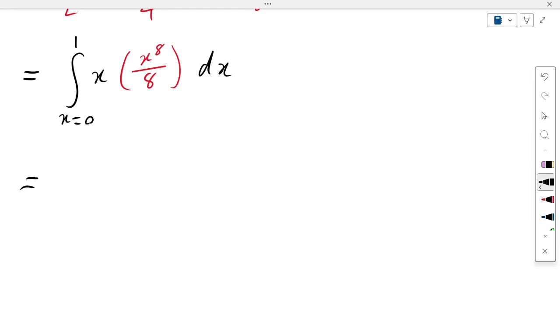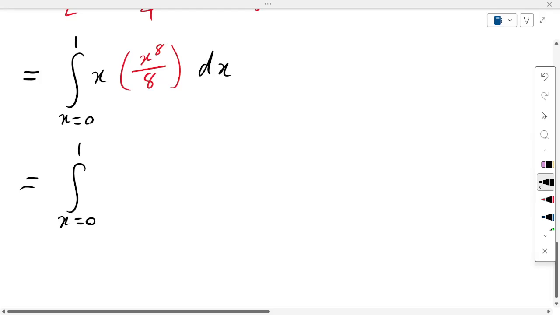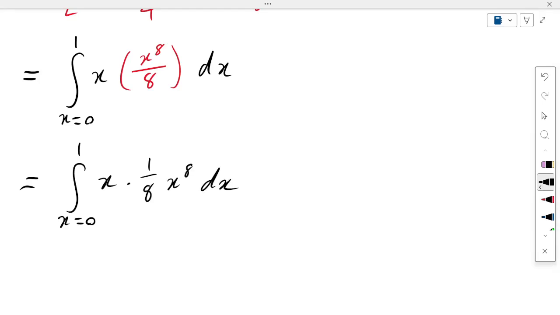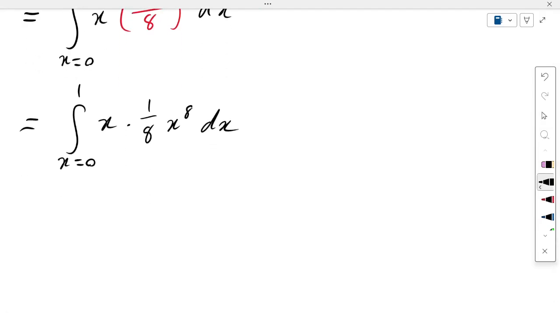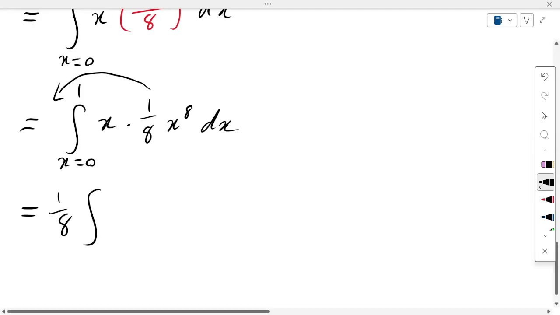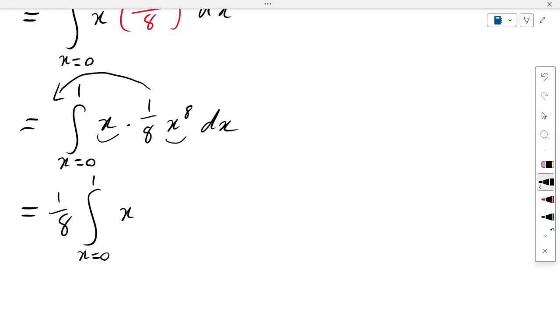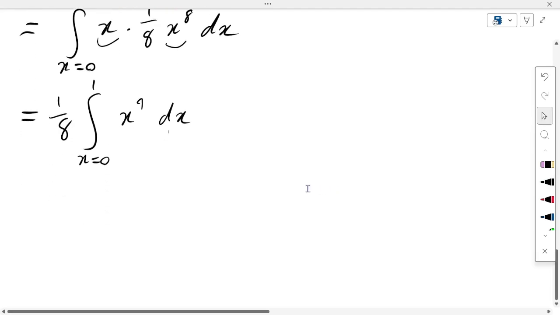Now, we only have one integral, so we don't need to do color coding anymore. We have from x equals 0 to 1 of x multiplied by, we can rewrite this as 1 over 8 multiplied by x to the power of 8, with respect to x. Therefore, we can take the 1 over 8 outside as a constant. So it's 1 over 8 multiplied by the integral from x equals 0 to 1 of x multiplied by x to the power of 8, which is equal to x to the power of 9, with respect to x. Then we can just integrate from here.